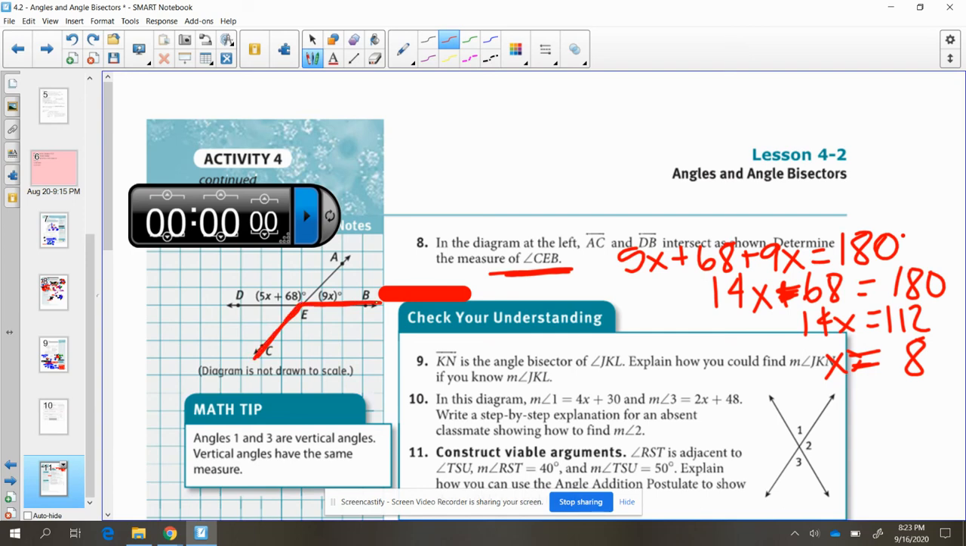So a couple ways we can do this, but probably the easiest way is to notice that these guys are vertical angles. So if I plug x back in here to 5x plus 68, what I'm going to notice is that this is 108 degrees, which means its vertical angle also has to be 108 degrees.